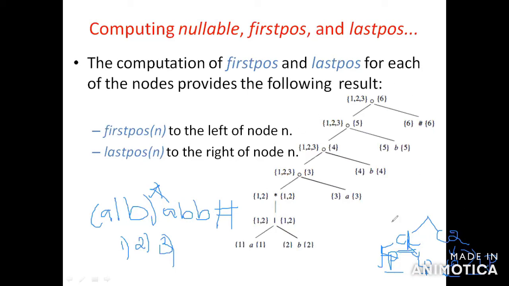What is the problem here? 1 first position, 2 last position. First position of C1 is 1. First position of C2, last position of C2. This is for the cat node. Cat node means what will we do? You have to merge the first position of C1 and the first position of C2. 1 and 2 can be merged. Here, last position of C1 and last position of C2, you have to merge for 1, 2.